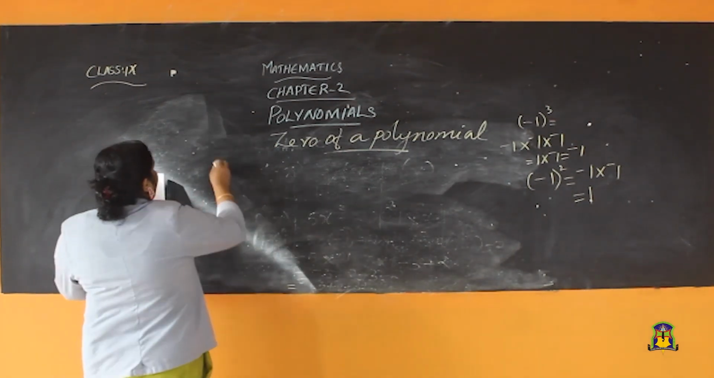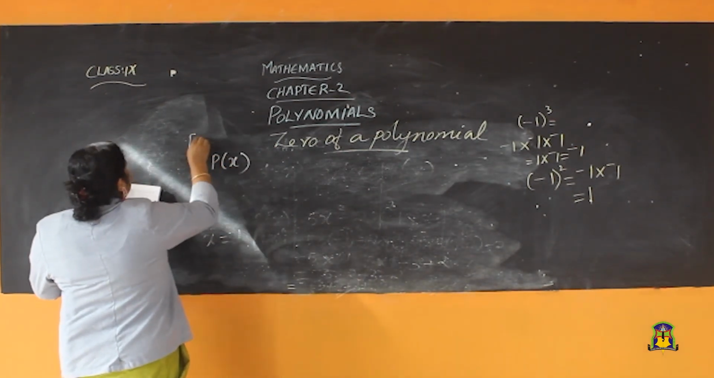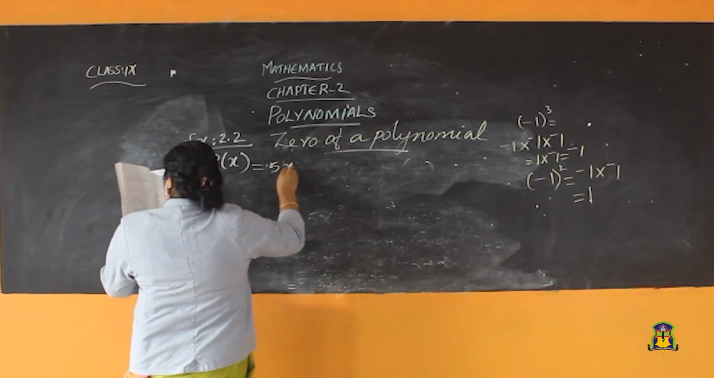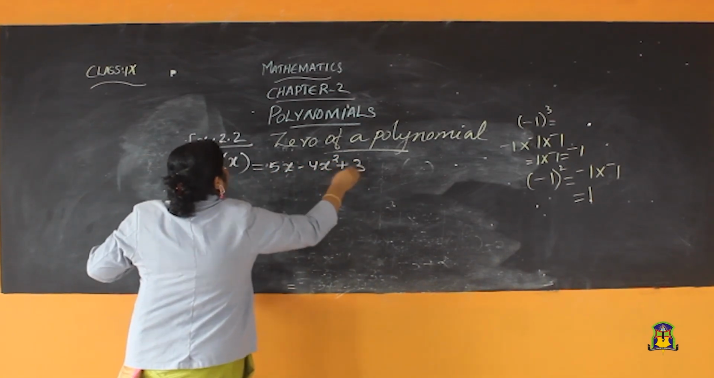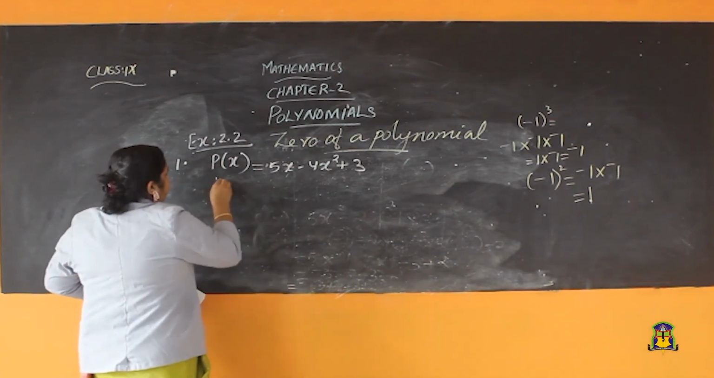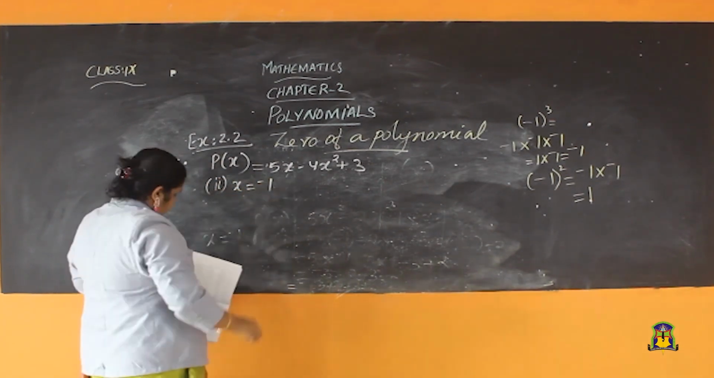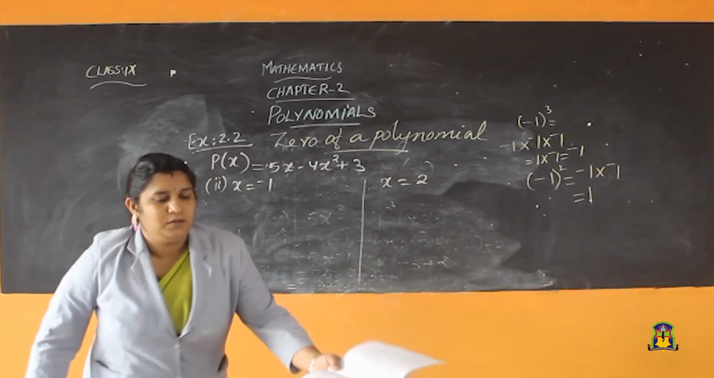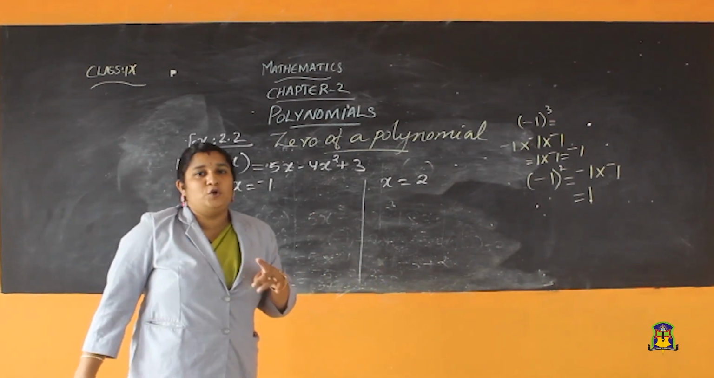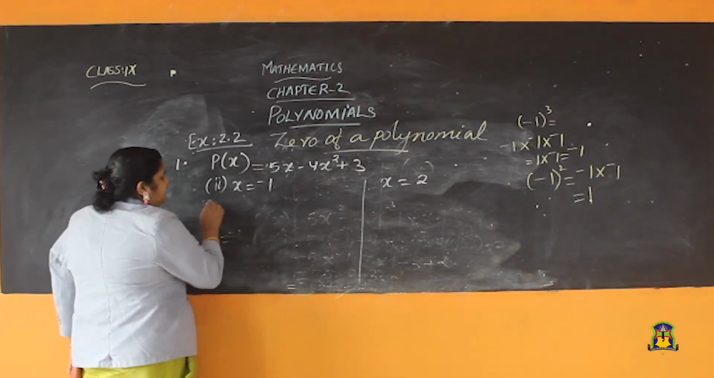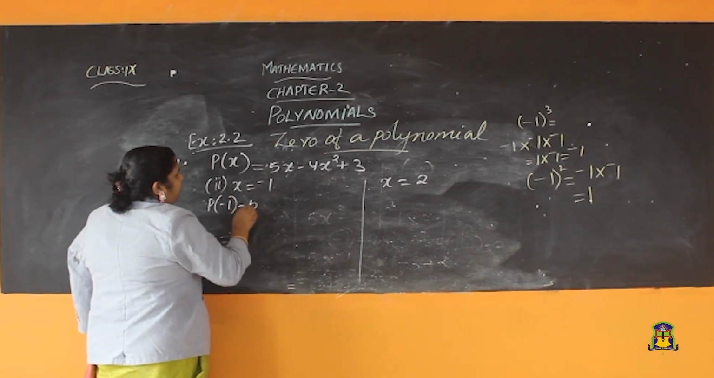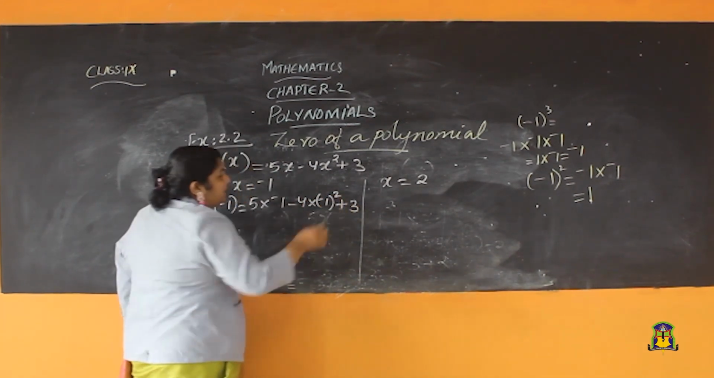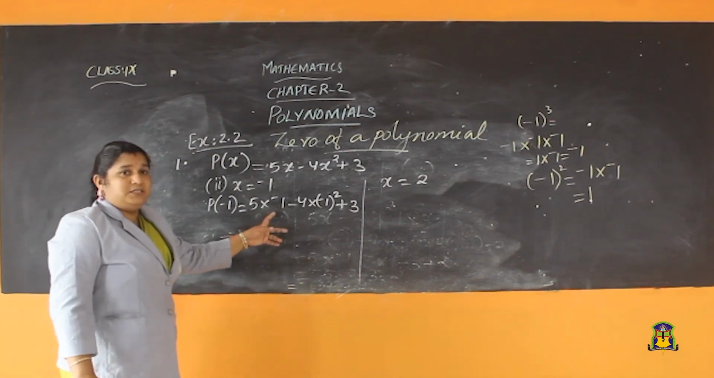So, here I am going to write the polynomial. Exercise 2.2, first one, p of x is equal to 5x minus 4x square plus 3. Second part I will do, x is equal to minus 1, next part x is equal to 2. X is equal to 0 is there, that you should do as homework, okay. So, x is equal to minus 1 means what do we want to find out? P of minus 1, that is 5 into minus 1 minus 4 into minus 1 the whole square plus 3, that means wherever x is there we want to apply minus 1, okay.